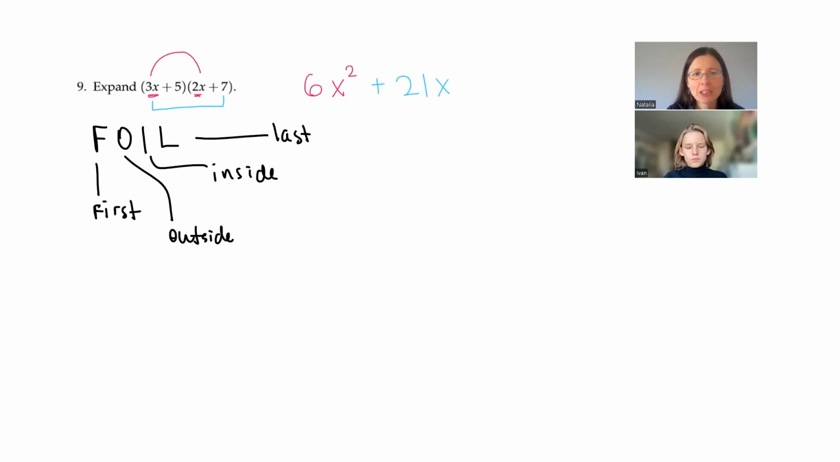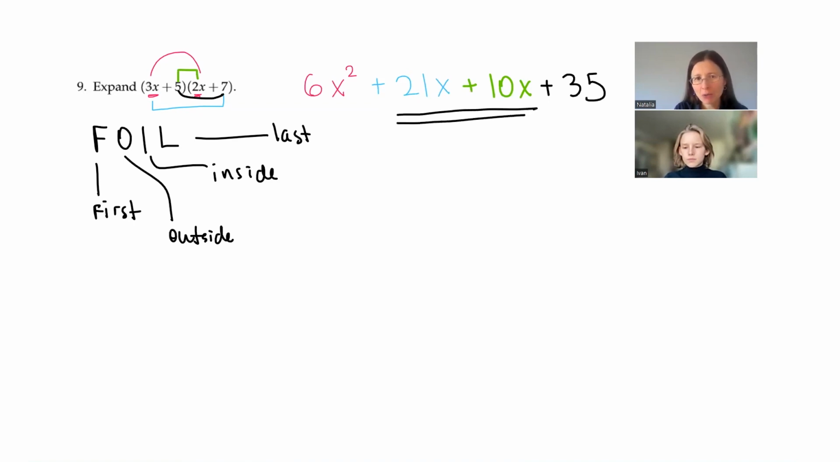All right. Next, we will do the inside terms, which are 5 and 2x. 5 times 2 is 10, so it's 10x. And finally, we will do the product of the last terms, which is 5 and 7, or 35. All right, so this is our expansion. And the final step is to combine the like terms, the terms that have x to the same power or don't have x at all.